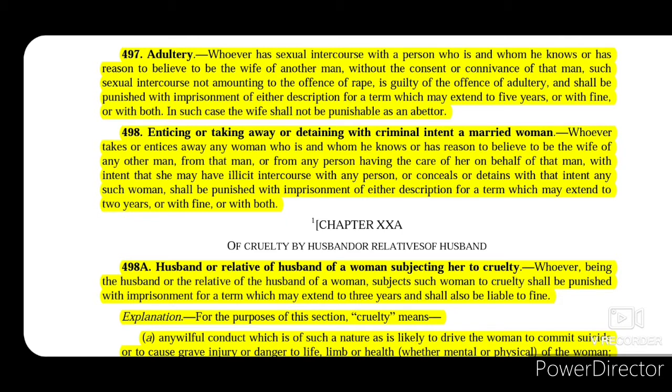Now after the 5-judge constitution bench in the case of Joseph Shine versus Union of India, the Supreme Court has held that section 497 of IPC and section 198 of CRPC are unconstitutional and violative of article 14, 15(1) and 21 of the Constitution.